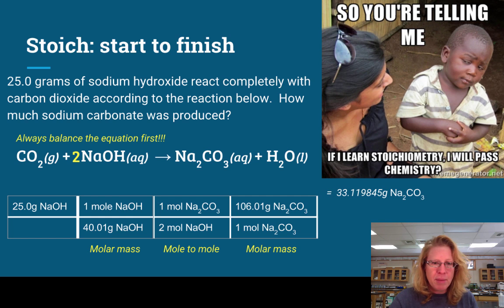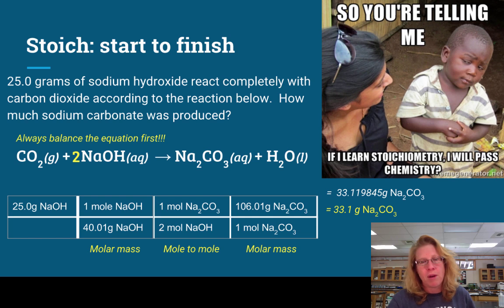If you calculate this all out, by the way, multiply 25 by 106.01, and then you divide by 40.01 and divide by 2 again, you get 33.1198, whatever that is. Again, sig figs, we have, looks like 3 sig figs in our problem, 25.0 grams has 3, so our answer has to have 3, so there's our final answer, 33.1 grams of sodium carbonate.